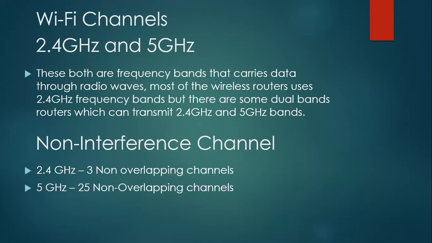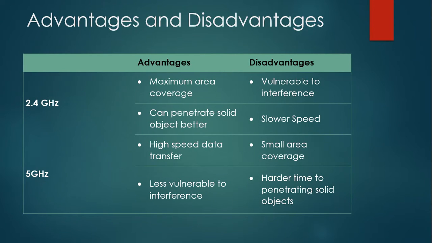And then in the next slide, if we talk about the advantages and disadvantages, the advantages of 2.4 gigahertz are maximum range of coverage and better penetration of solid objects, and for 5 gigahertz, high speed data transfer and less vulnerability to interference. This is mainly because 2.4 gigahertz has a low frequency range, so it can travel up to the second floor.